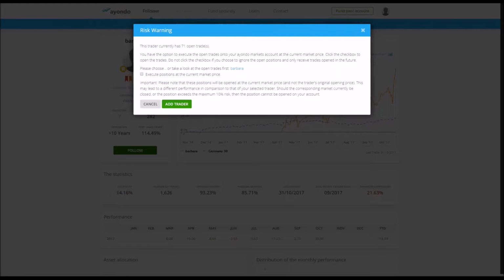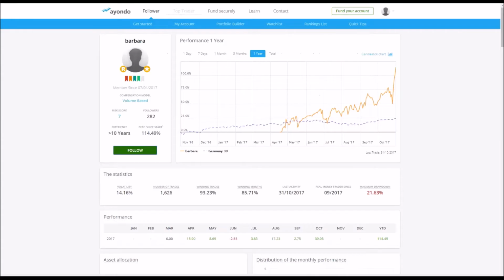I don't want to do that. I want to follow future trades. I've got no interest really in following her open positions. She may have bought the Dow 2 days ago when it was 50 points lower than where it is now. I don't really want to follow her into that trade. I want to follow any new trades. So I'm not going to click on execute positions. I just click on add trader.